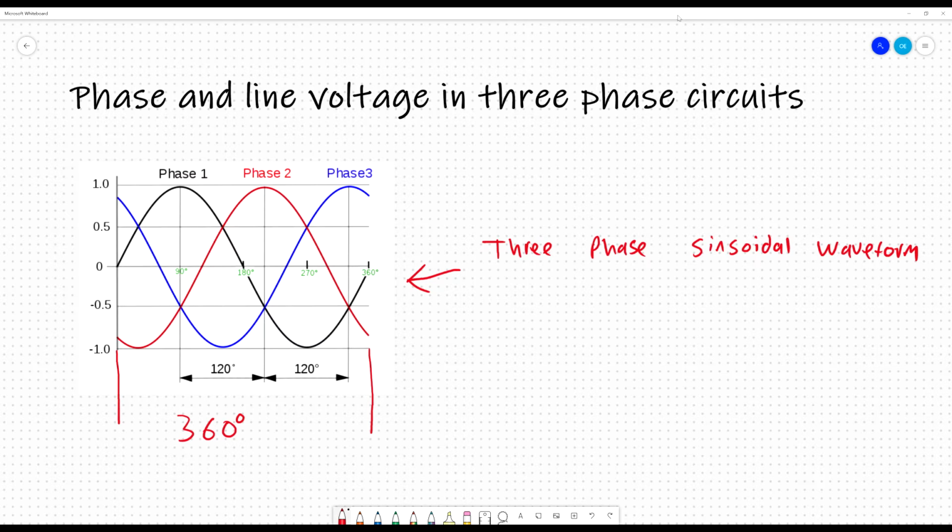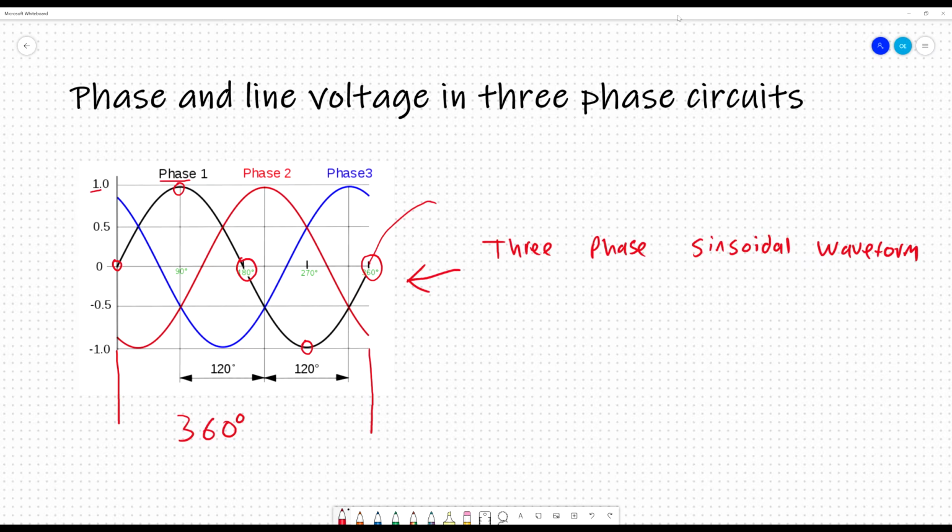So then one complete cycle, take for example the black phase here, phase 1. It will go from 0 volts, reach its maximum voltage at 90 degrees, then go back to 0 and cross the 0 point at 180 degrees, then reach its minimum at 270 degrees and go back to 0 at 360 degrees. It will then continue to do the same thing again.